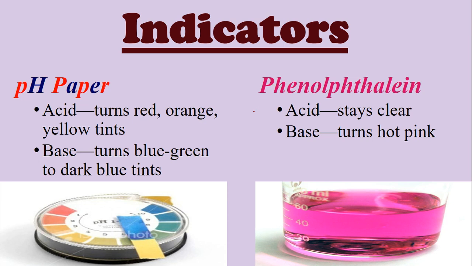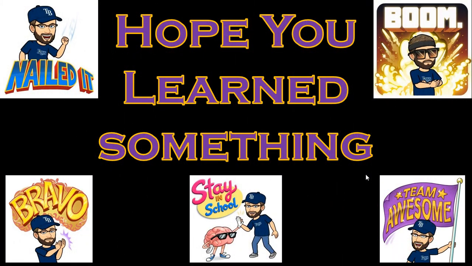Then we have something called phenolphthalein. So you have a solution, and you don't know if it's an acid or base. You take phenolphthalein and you add it to the solution. If the phenolphthalein stays clear, then it's an acid. But if the phenolphthalein turns hot pink, like you see in this picture here, it's a base. And that's a little bit about acids and bases and how they factor into chemical reactions.